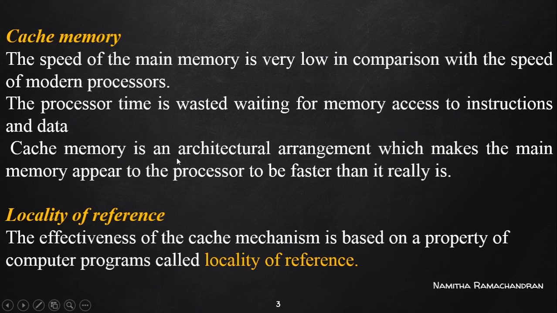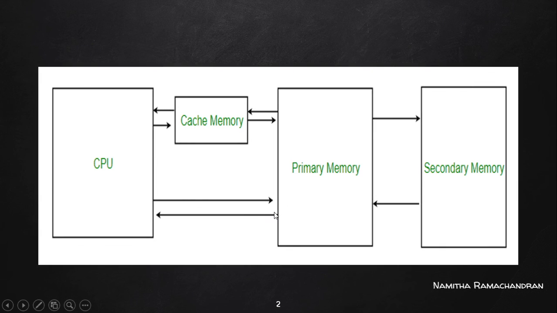The cache memory is an architectural arrangement which makes the main memory appear to the processor to be faster than it really is. So the presence of cache memory between the primary memory and the CPU will help to reduce the memory access time. That means the presence of this cache memory actually increases the speed of memory access operation.